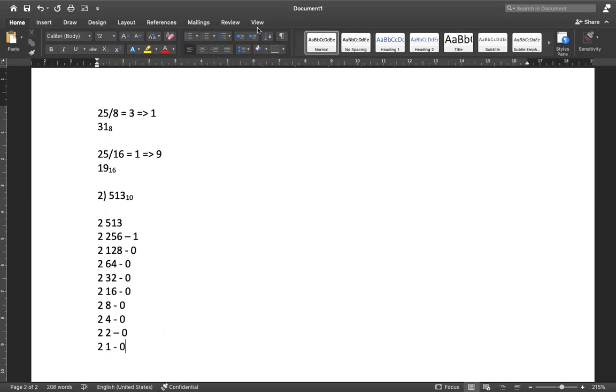So this is another method. Why I gave this is because sometimes you have learned this method: divide by 2 and write the remainder, divide by 2 again and write the remainder, and so on. Likewise you can repeat. Sometimes you have learned this method as well. 513, so what is the answer basically?